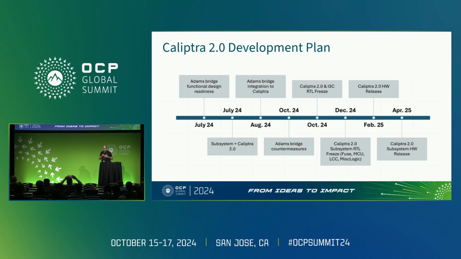We're going to test for side channels. We're going to test for fault injection. We're going to take those core countermeasures. We're going to try to put it all together and reach an actual RTL freeze in Q1 of 25.